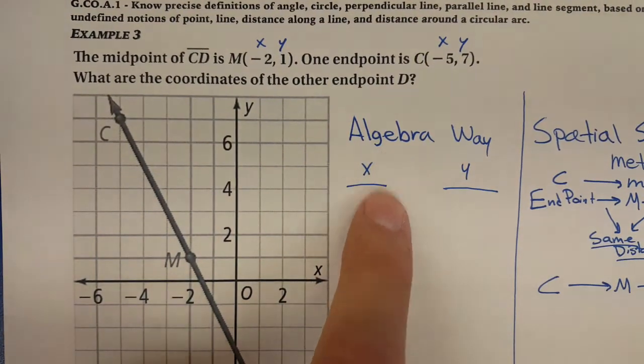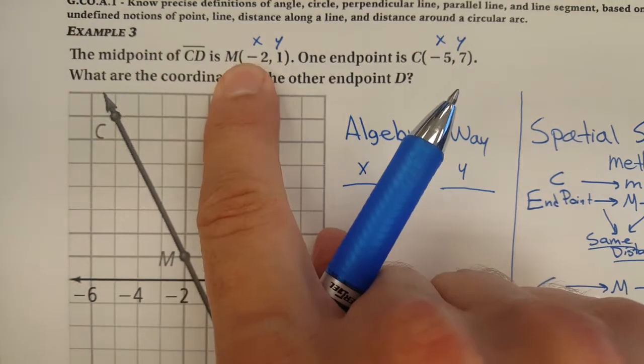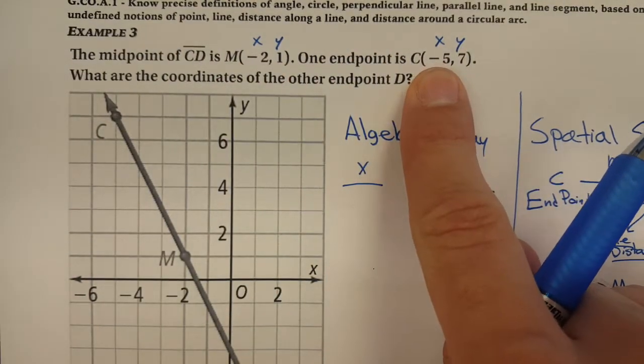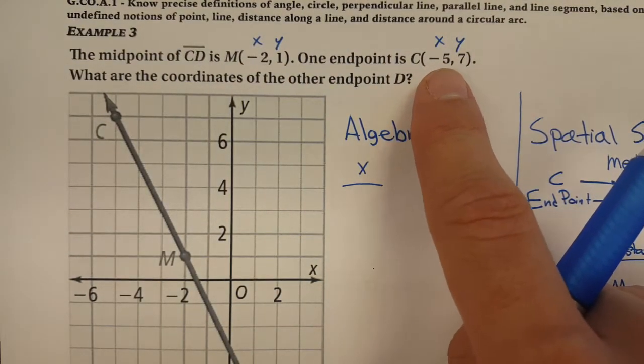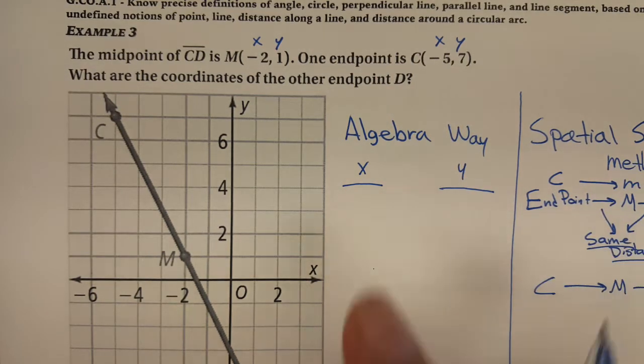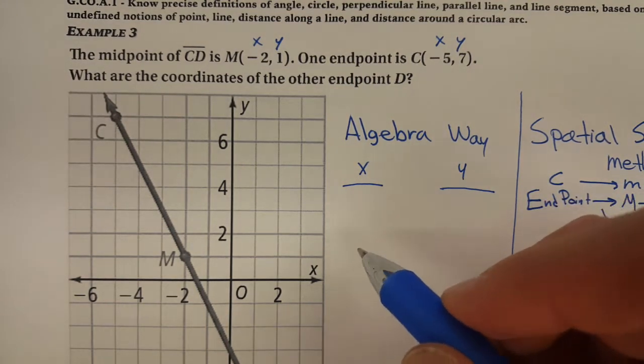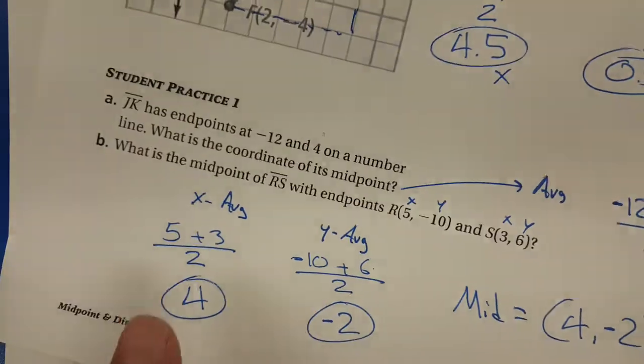So here's the algebra way. Here we have the midpoint, and we have one of the endpoints. If you remember, you had to average the x values and then divide by 2 to get the average x, to actually get the midpoint coordinate point. So basically, it's just this right here.